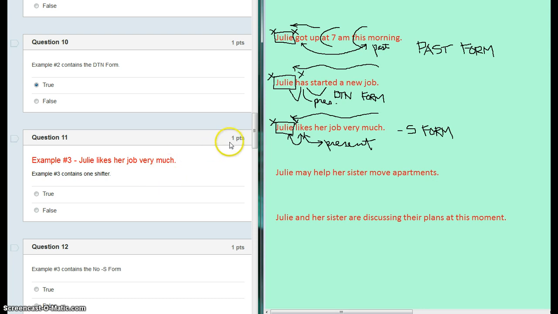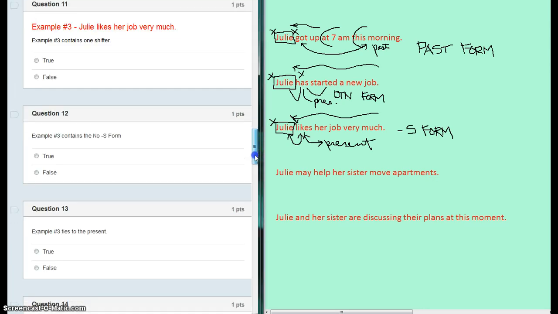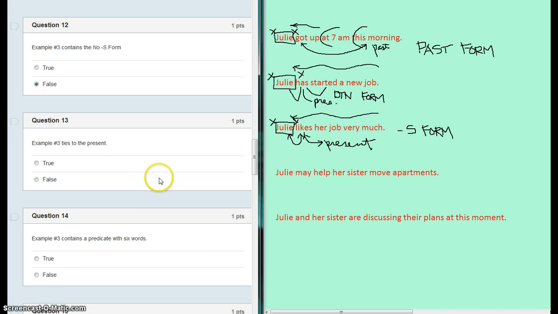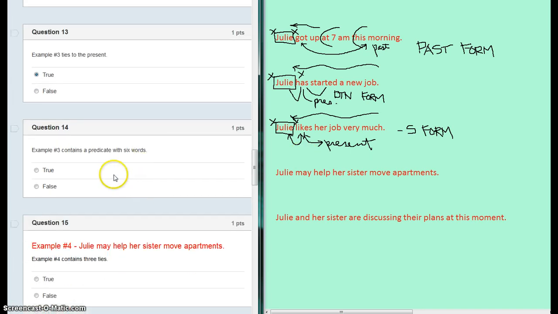Okay, here we go. Number 11. Example number 3 contains one shifter. False, no shifters. Example number 3 contains the no S form. False. Example number 3 ties to the present. That's true. Example number 3 contains a predicate with 6 words. Let's see. 1, 2, 3, 4, 5. The answer is false.